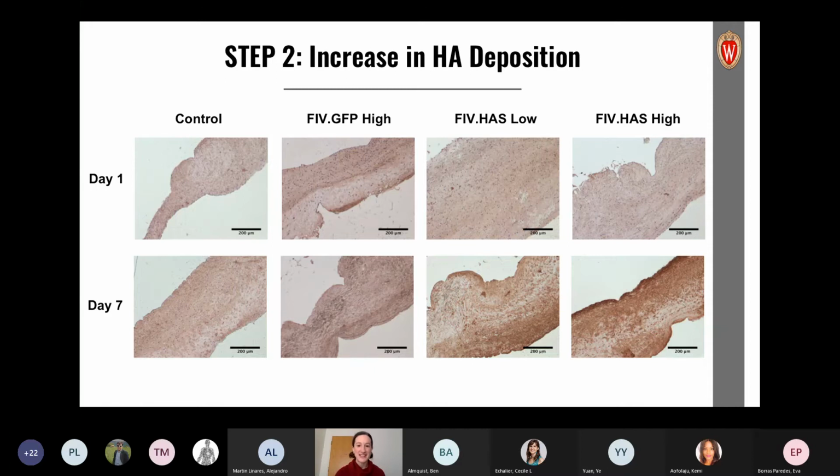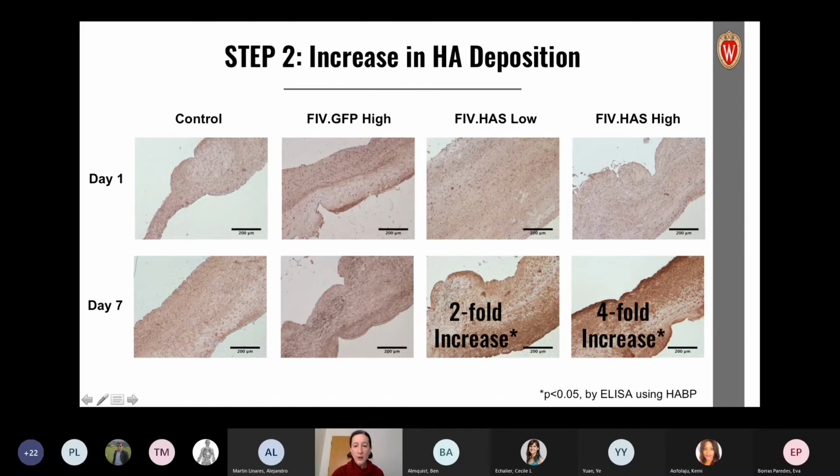Okay, we got the HA synthase. Did it actually go on to make any HA? And did that HA actually stick around in the valve? And so this is staining for HA, and you know, normal healthy valves will always have some HA in them. They should. And these are treatment conditions. This is a high titer of our virus. This is a low titer of our virus. This is a sham one where it doesn't contain our HA synthase gene.